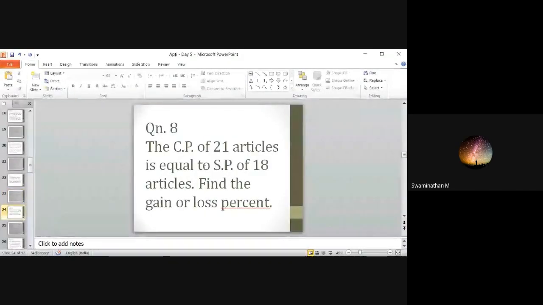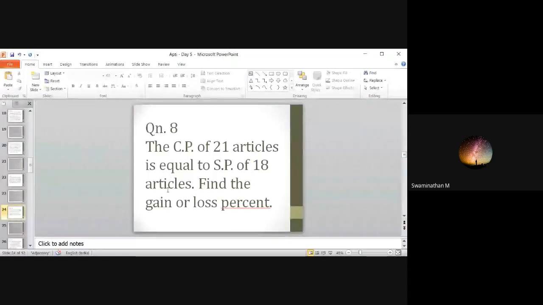This one. The cost price of 21 articles is equal to the selling price of 18 articles. Find the gain or loss percent. So you can assume the cost price of one article as some value. For example, I have taken one and I solved. You can take some value and solve. Assume the cost price of one article is rupees 1. So the cost price of 18 articles will be equal to 18.